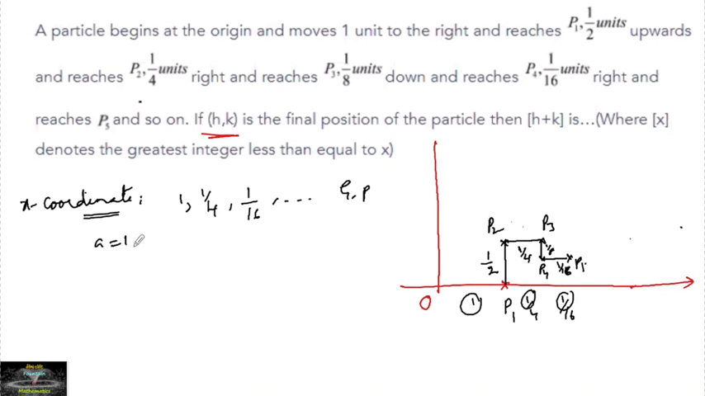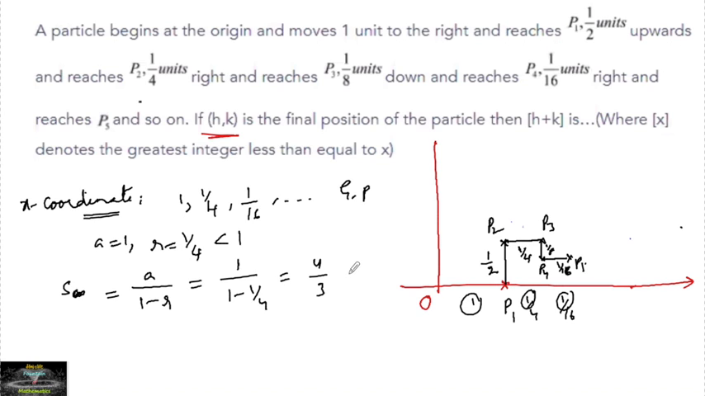Where a is equal to 1 and common ratio r is equal to 1/4, and if it continues the same way, we can find the x coordinate as the sum to infinity. Sum to infinity is a divided by 1 minus r, which is equal to 1 divided by 1 minus 1/4, since r is less than 1. So 1 upon 3/4 comes to 4 divided by 3. So 4/3 is h.